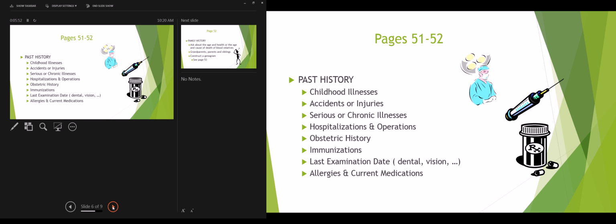If it was a surgery, you want to know the type of surgery, the date, the name of the hospital and surgeon, and how they recovered.